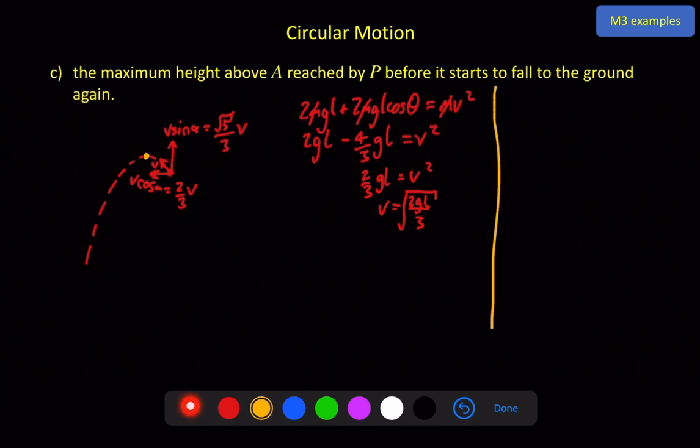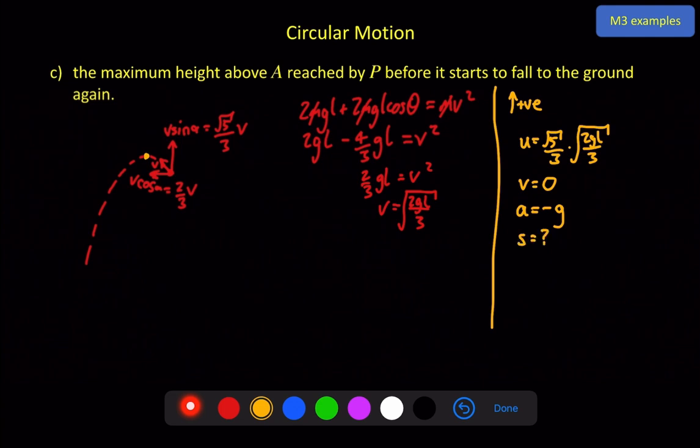So I'm going to do that over here with the upwards direction as my positive. So u is equal to root 5 over 3 times root 2gl over 3. My final vertical speed is 0. Acceleration is due to gravity, but it's down, so that's negative g. And s is the thing I don't know and want to know, so we're going to use v squared equals u squared plus 2as, or s equals v squared minus u squared divided by 2a.